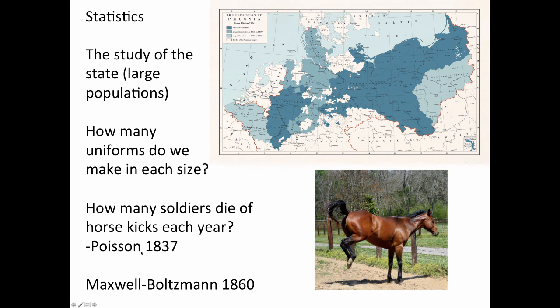Famously, the Poisson distribution, which is an important probability distribution, was discovered when Poisson was analyzing the statistics of how many soldiers die of horse kicks each year. And it was Poisson who helped bridge the gap between statistics and physics and helped introduce statistics into physics.